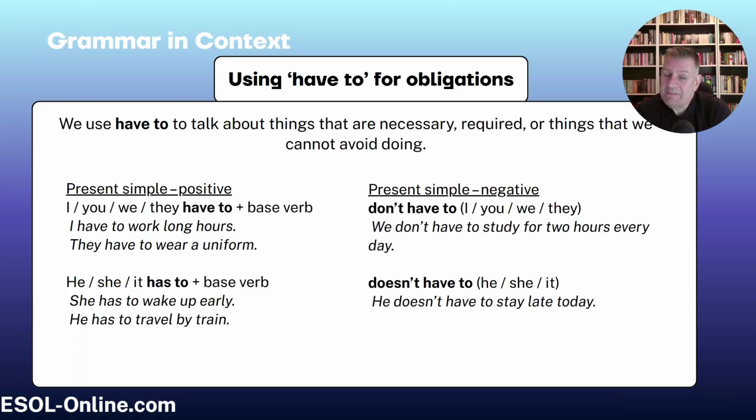In the negative, it will be don't or doesn't have to. It's the same thing with I, you, we, and they, it's don't. And with he, she, and it, it's doesn't. So we don't have to study for 2 hours every day. He doesn't have to stay late today.